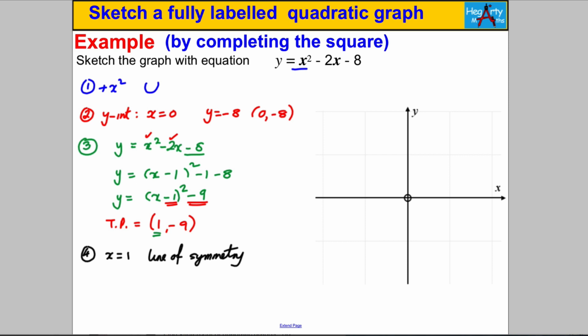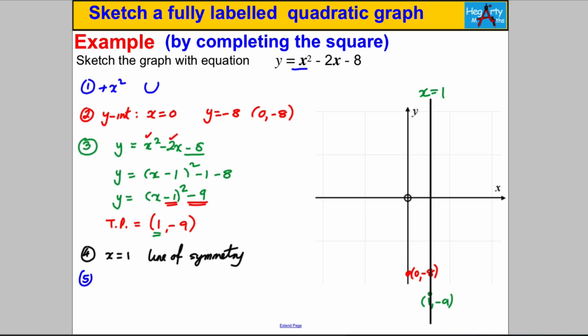Now we've pretty much got everything. Let's label those in. So what have we got? We've got 0, -8 down here is the y-intercept. We've got the turning point at 1, -9. So from this point, one more across and one more down. 1, -9. We also know that the line of symmetry goes through the line x is equal to 1. It always, after all, goes through the turning point. Okay, so we've pretty much got all we want. The only thing we don't have are the x-intercepts.